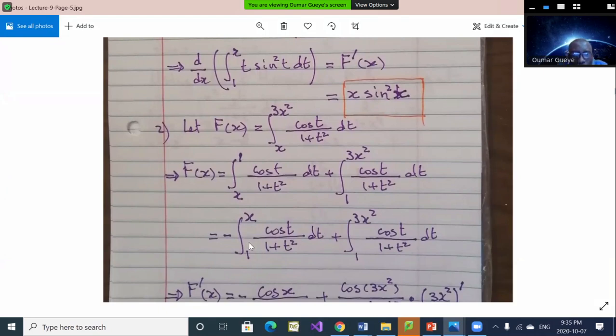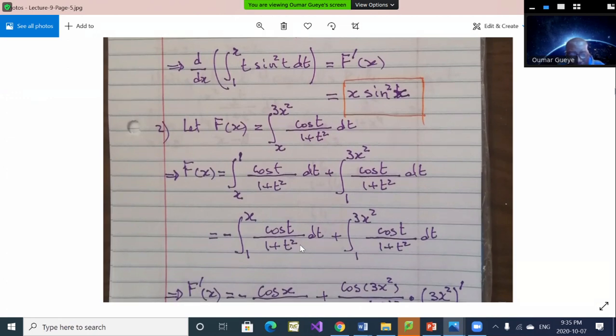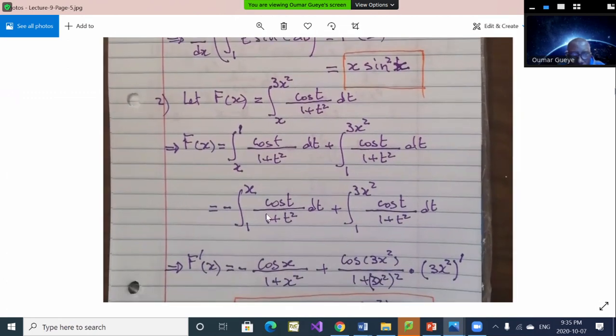So for the first one, we have integral from 1 to X. So use exactly what the theorem says. The theorem says you have to replace this T by X, and you will get your derivative. And that's exactly what I did here. So my f of T now becomes f of X, with the negative sign at the front. I just copy the negative sign and apply what the theorem says. You replace your T by X, and you will get this term.